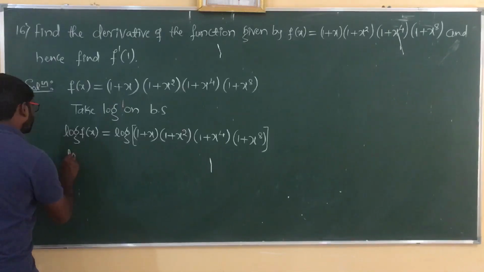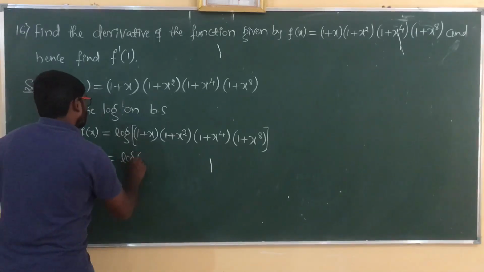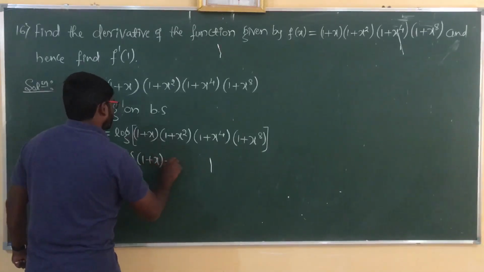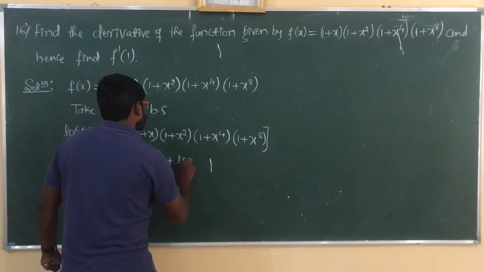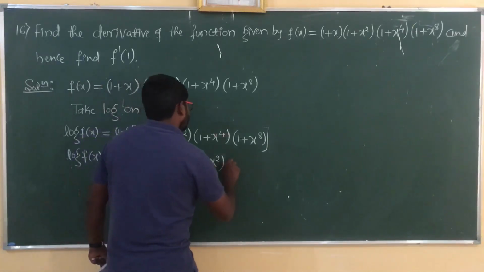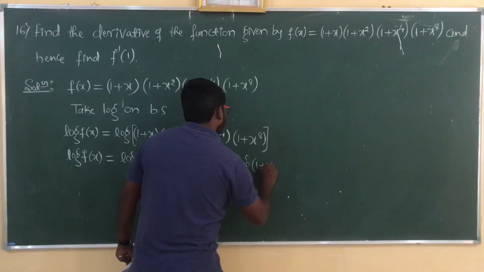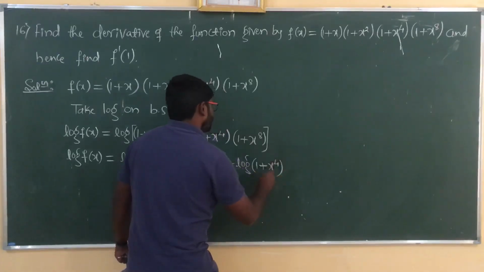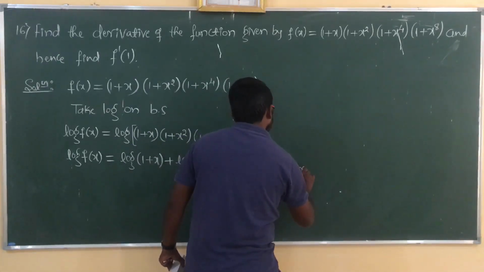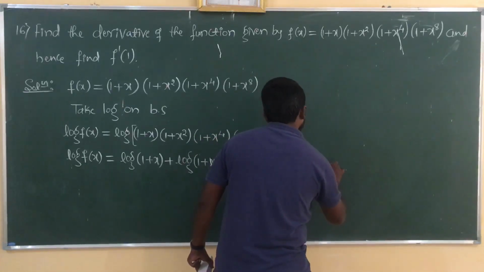Log f of x which is equal to log (1 plus x) plus log (1 plus x square) plus log (1 plus x to the power 4) plus log (1 plus x to the power 8).